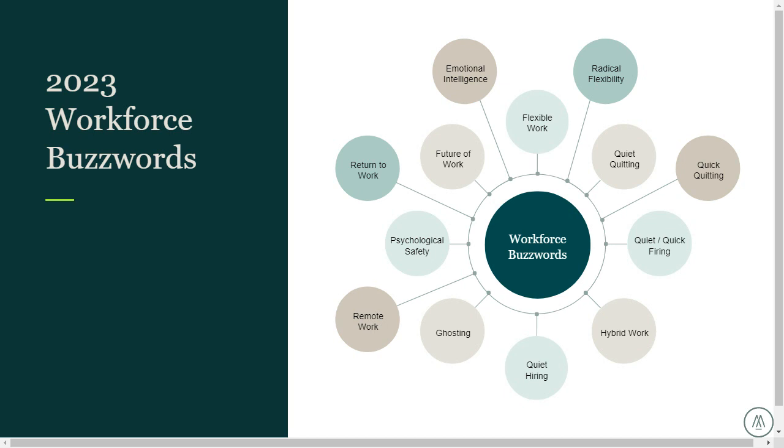The first one I want to touch on is some of the trendy ones out there. I'm not going to define these, I'm just going to hit them quickly, but I'm sure you're familiar with flexible work, return to work, future of work. We're going to touch on a lot of these things. Some of the things underlying these trends and the issues we're going to hear about are psychological safety and emotional intelligence.